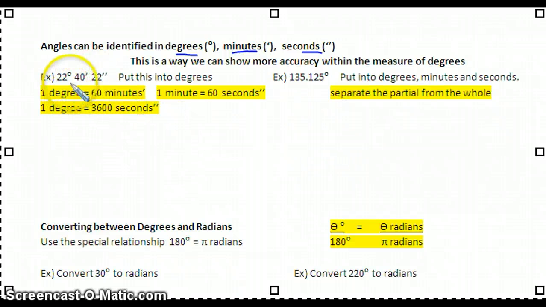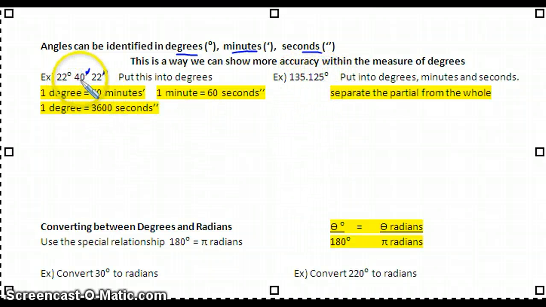When I look at this, the way that I read this is 22 degrees, 40 minutes. One of these marks stands for minutes, and if you see two of them next to each other, then that's seconds. So 22 degrees, 40 minutes, and 22 seconds. What I'd like you to do is change this into how we're used to seeing degrees, which is as a decimal, giving something like this, 135.125 degrees.